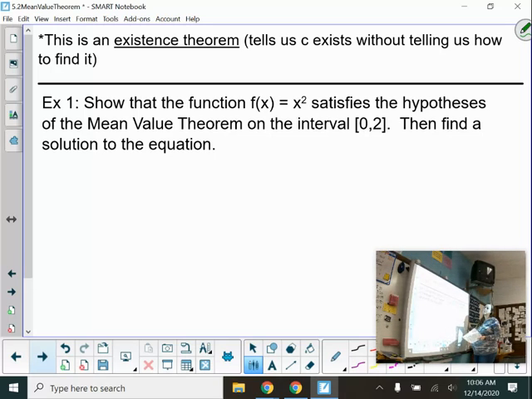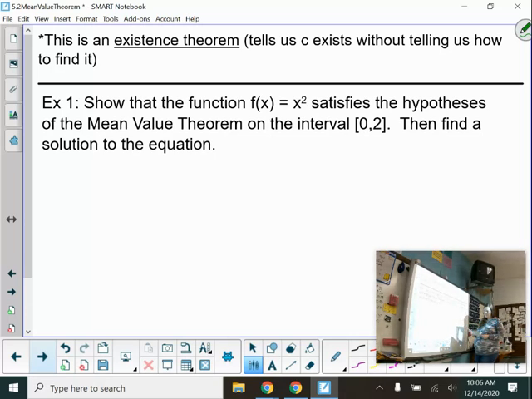But this first example we're going to use here, we're going to show that the function f of x equals x squared satisfies the hypotheses of the mean value theorem on the interval 0 to 2, and then we're going to find the solution to the equation. So you're actually going to figure out how to use the mean value theorem here.